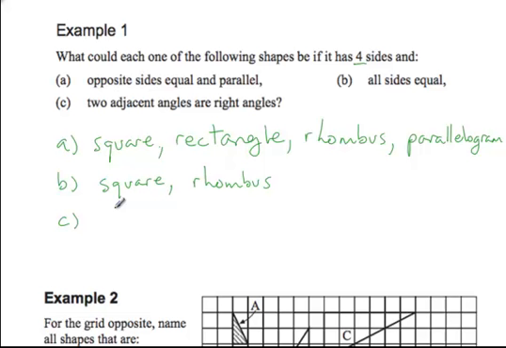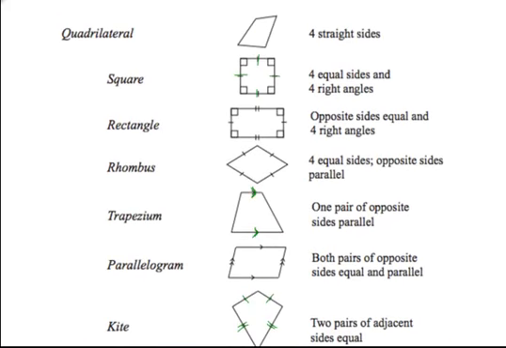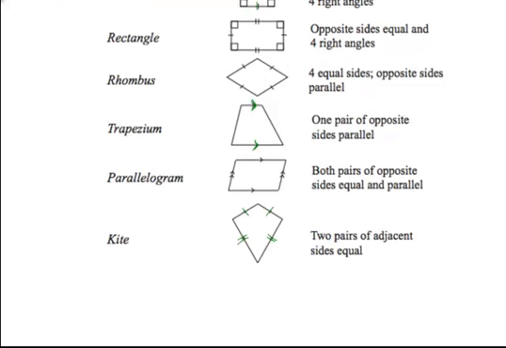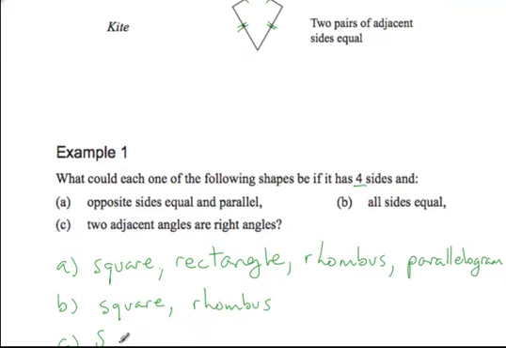Let's look at C. Two adjacent angles are right angles. Adjacent means side by side. Here we can see from this drawing that these adjacent angles are right angles, 90 degrees, in a square. The rectangle also has adjacent angles, side by side, 90 degrees. So square and rectangle fit the bill here.